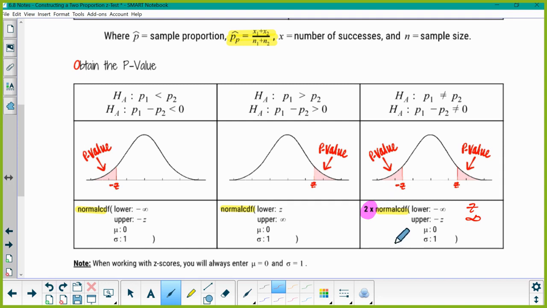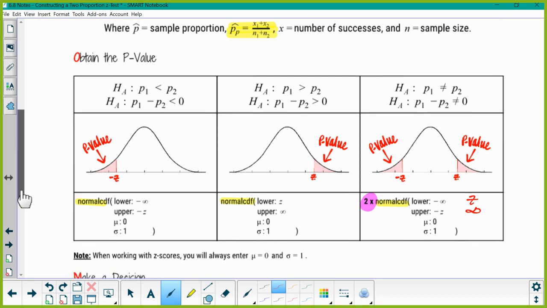If you are doing it in your calculator, it already takes into consideration that there are two pieces and it reports that value already multiplied. So don't multiply it again when you're running the actual calculator test.